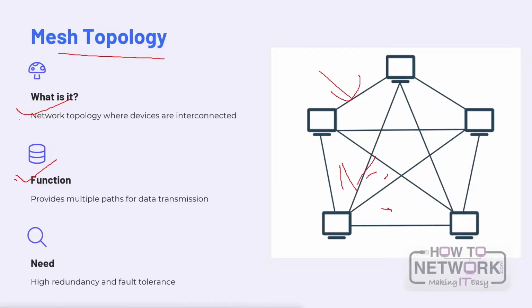One of the key benefits of mesh topology is its high redundancy. If one connection fails, data can still flow through alternative paths, ensuring uninterrupted communication. This is important for critical infrastructure and mission-critical applications where network downtime can have significant consequences. Another advantage is its inherent fault tolerance. If a device fails, the remaining devices can still communicate with each other, reducing the impact of the failure. The multiple paths also allow for load balancing, distributing traffic evenly across the network and improving performance.